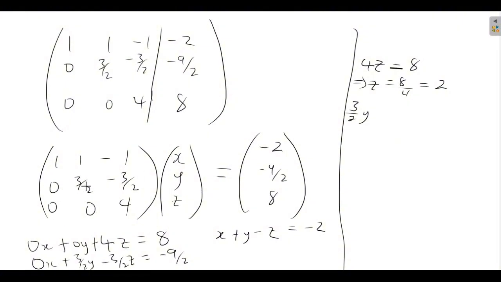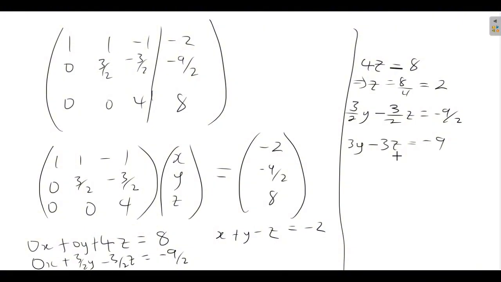So we are only left with 3 over 2y minus 3 over 2z is equal to 9 over 2. So that is what we have here. So 3 over 2z is equal to negative 9 over 2. Now we multiply through by 2. If we multiply through by 2, we get 3y minus 3z is equal to negative 9.